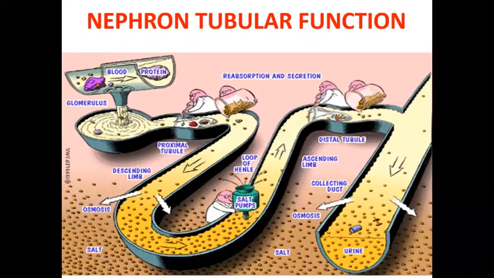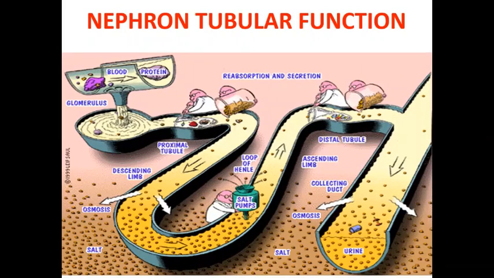Then as you go down, you have the loop of Henle, where you have reabsorption and secretion of other substances. You have reabsorption of water; for instance, you can see osmosis taking place within the descending limb of the loop of Henle. In the ascending limb, you have reabsorption of salts. Salt pumps are responsible for reabsorption of salts, mainly sodium, chloride, magnesium, and potassium, a lot of these electrolytes.